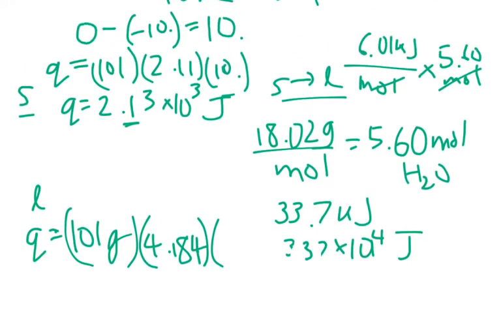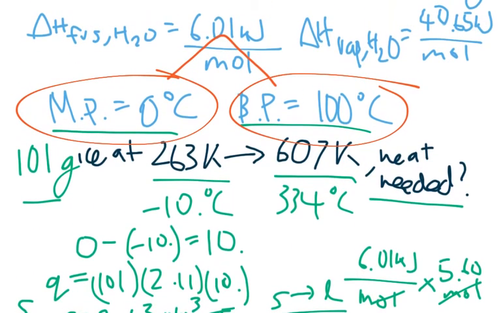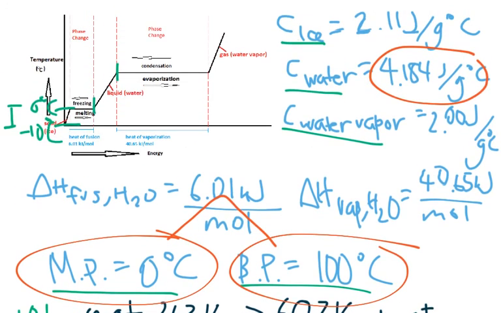And the delta T, well, what is the delta T? We're going from negative 10 degrees Celsius to 334 degrees Celsius. And so far on our journey, we're at 0, and we go to 100 degrees Celsius, which is the boiling point. So the change in temperature would be 100 minus 0, it's going to be 100.